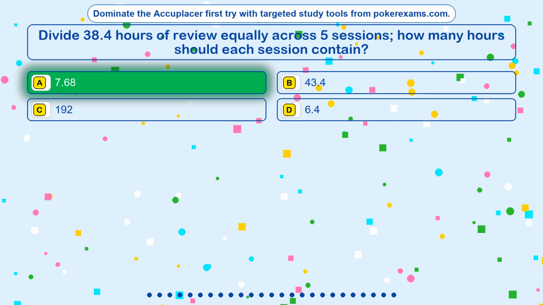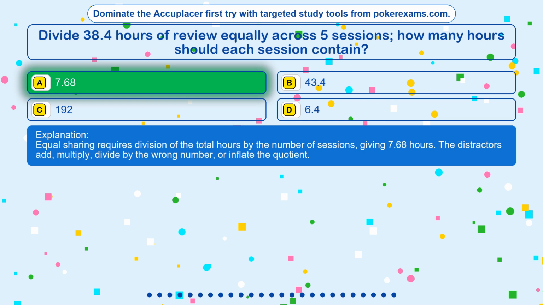The correct answer is option A, 7.68. Equal sharing requires division of the total hours by the number of sessions, giving 7.68 hours. The distractors add, multiply, divide by the wrong number, or inflate the quotient.